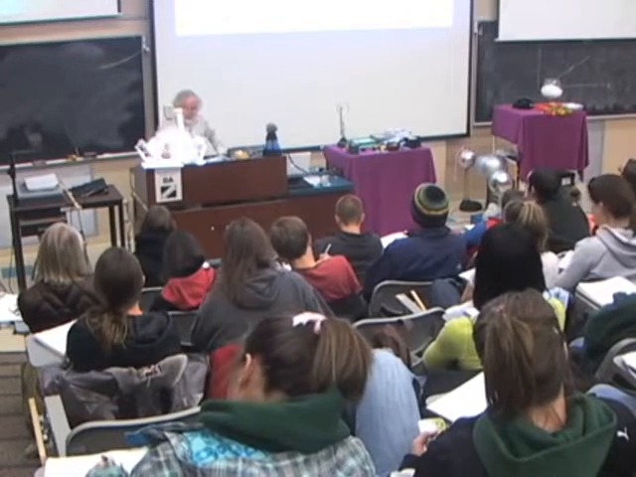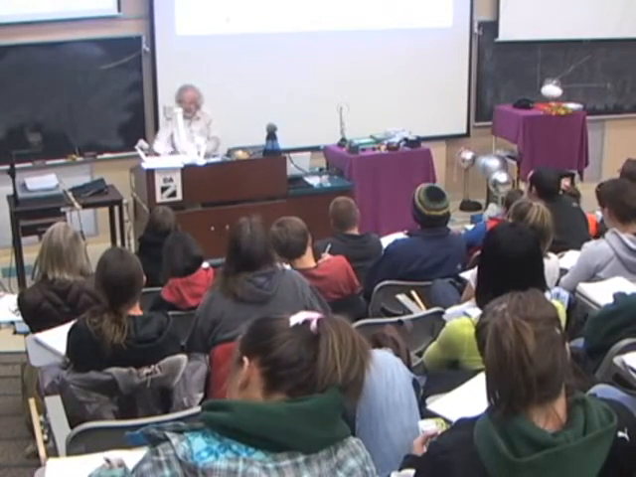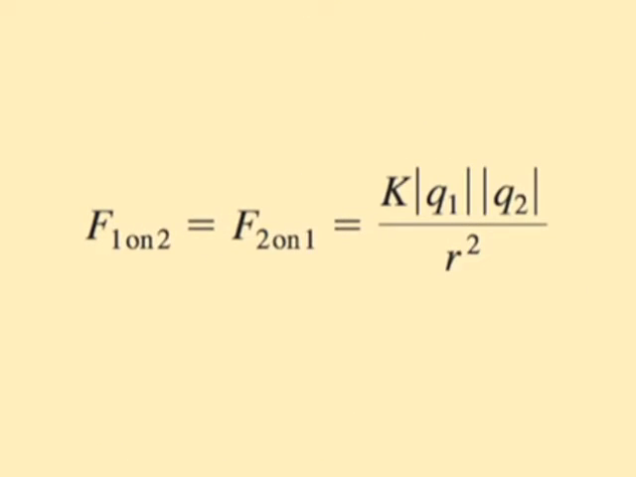Let's think about the equation that we've seen for forces, and it looks like this. The magnitude of the force between two charged objects is k times the magnitude of charge 1 times the magnitude of charge 2 divided by the square of the distance between them.